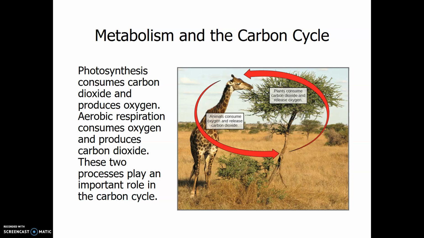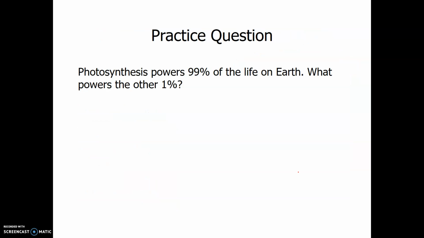All right, metabolism and the carbon cycle. This is just showing you how plants consume carbon dioxide and release oxygen, and then the animals consume the oxygen and release carbon dioxide. And it's just a cycle. It says photosynthesis powers 99% of the life on Earth. What powers the other 1%? That's going to be chemoautotrophs, which we learned about some types of bacteria.